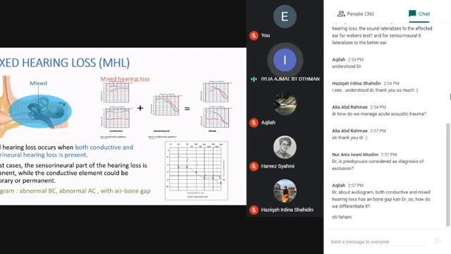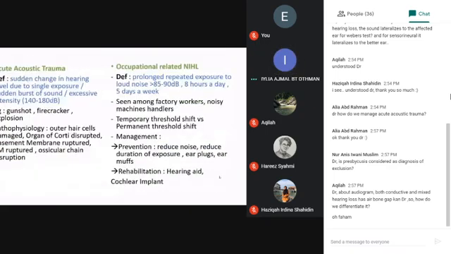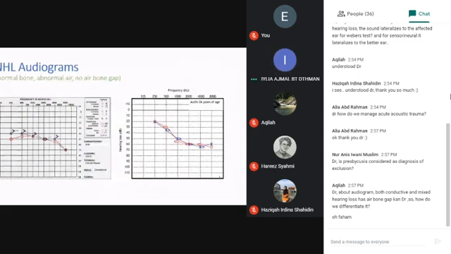If there's no air bone gap, this is sensorineural. If there's air bone gap, this is mixed hearing loss. Okay, so conductive hearing loss: bone conduction is normal, air conduction is abnormal, and then there's air bone gap, that's conductive. In sensorineural, the bone is abnormal, the air is abnormal, and there's no air bone gap.